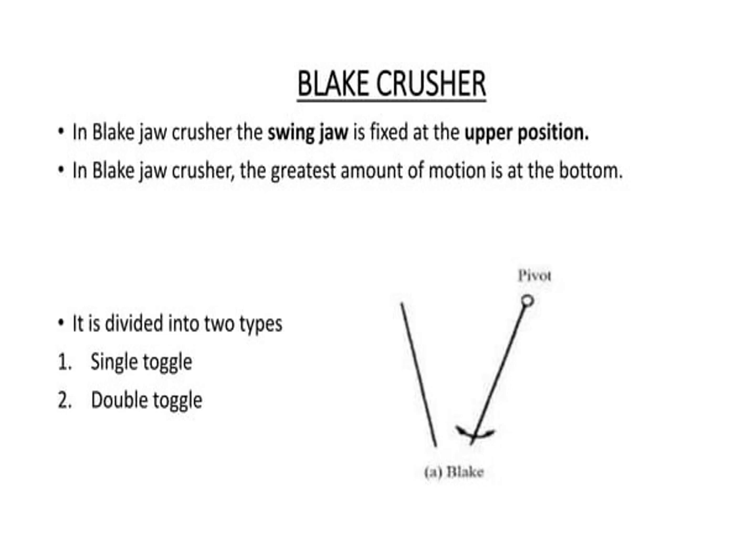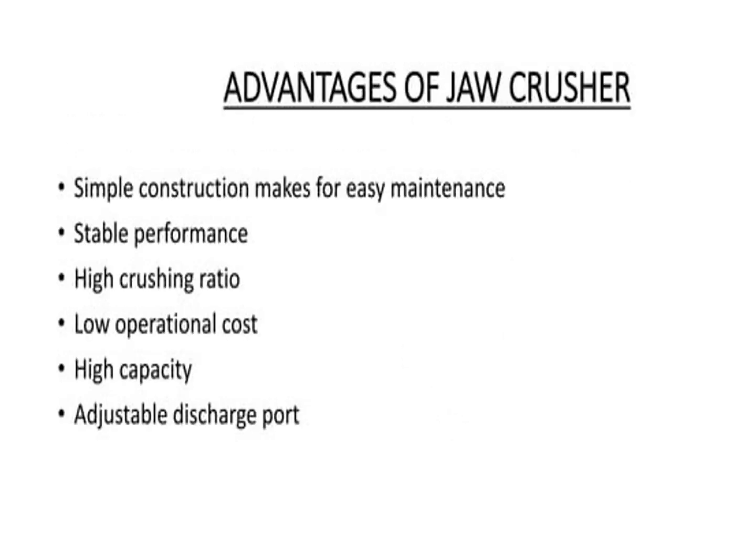In the Blake crusher, the swing jaw is fixed at the upper position, where the greatest amount of motion is at the bottom. It is divided into two types, single toggle and double toggle. The advantages of the jaw crusher are very simple construction, stable performance, high crushing ratio, low operation cost, high capacity and adjustable discharge point.